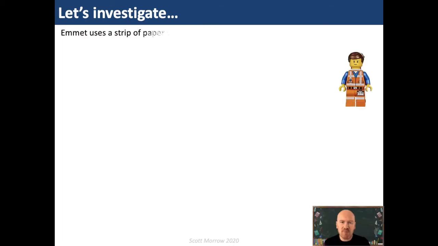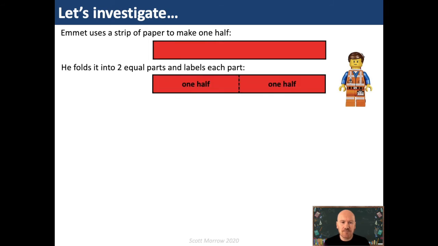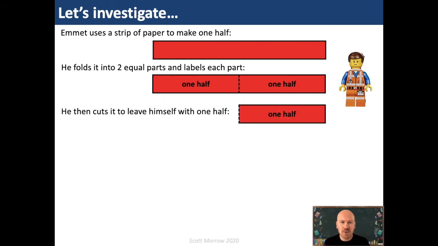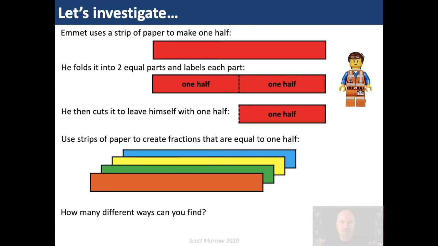Emmett uses a strip of paper to make 1/2. He folds it into 2 equal parts and labels each part. He then cuts it to leave himself with 1/2. So I want you to use strips of paper, post-its, or draw bars to create fractions that are equal to 1/2. How many different ways can you find? Pause the video for 8 to 10 minutes, investigate that with a partner, and then share your thinking with the rest of the class.